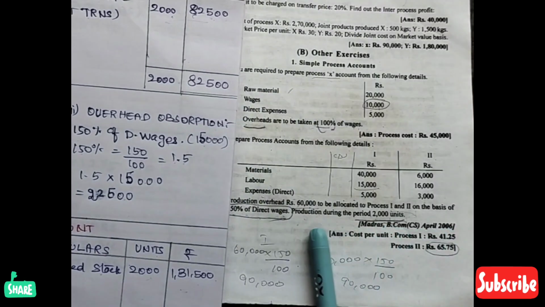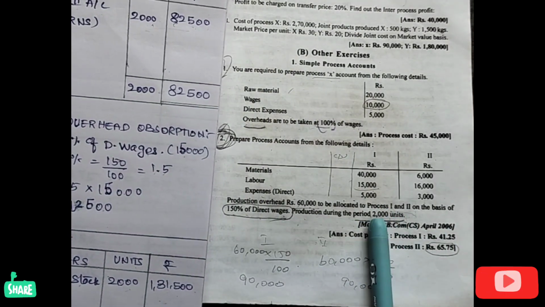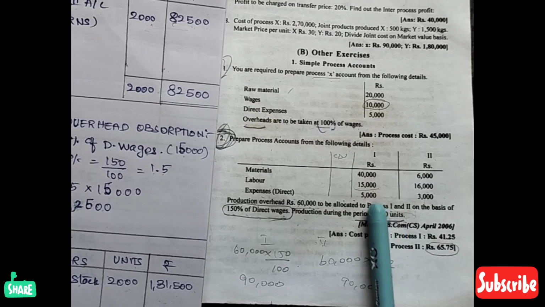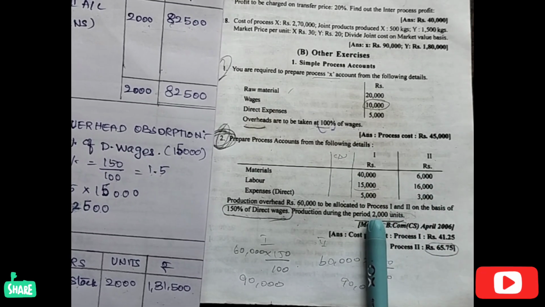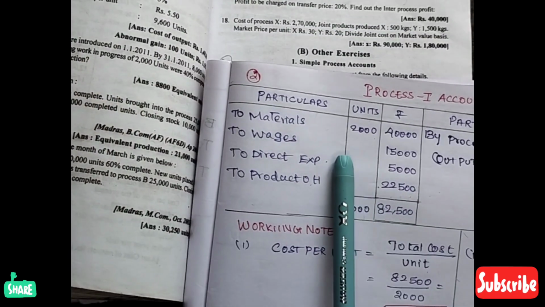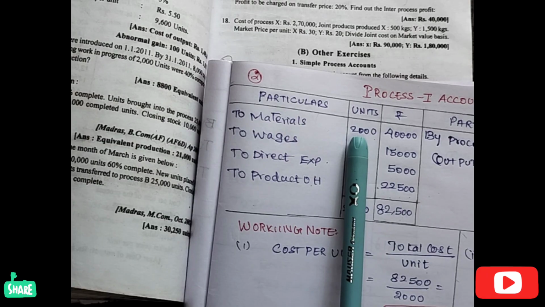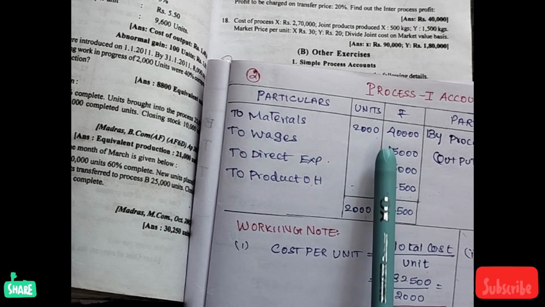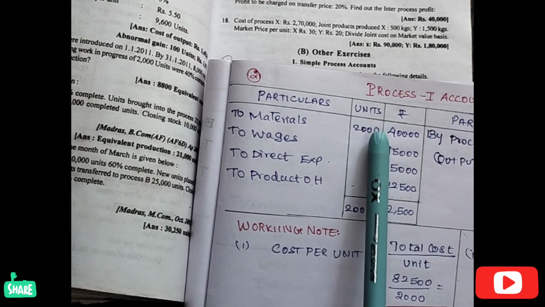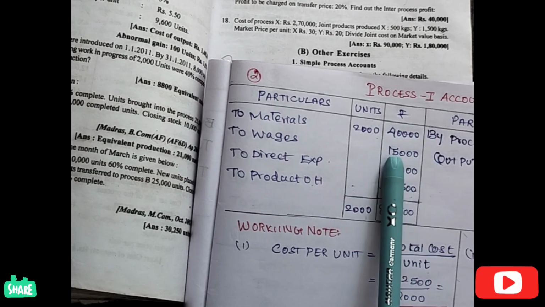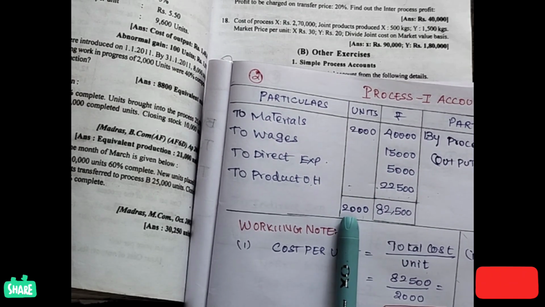Listen here carefully. Production during the period 2,000 units is given. That 2,000 units we commonly take for process 1 and process 2 as the input unit. So input always goes on where? On debtor side. So input unit how much? 2,000 units for production. Now we come to the conclusion for process 1, which means total. We have to find out the total. After adding all the cost, you will get 82,500 rupees and the input unit is 2,000.